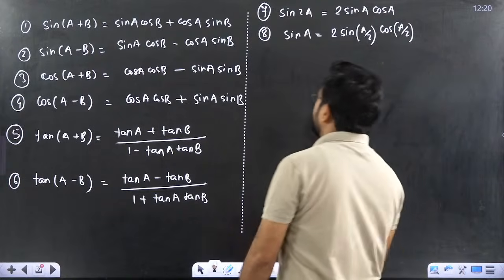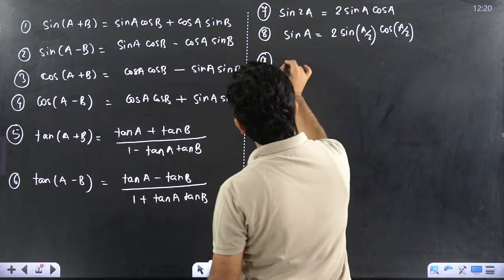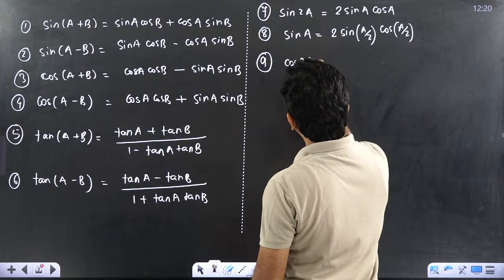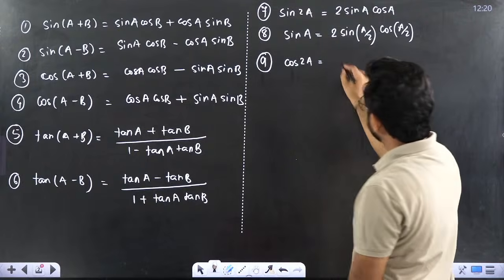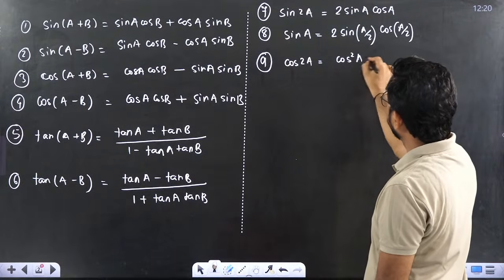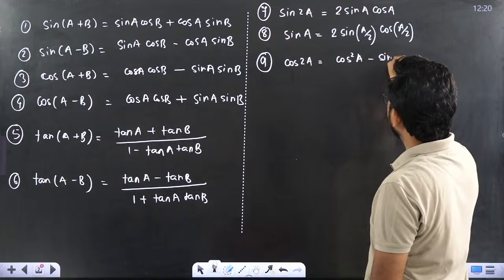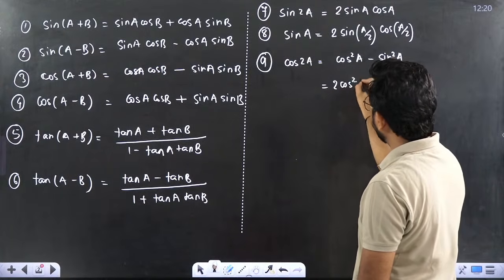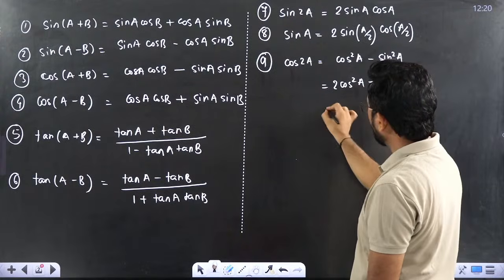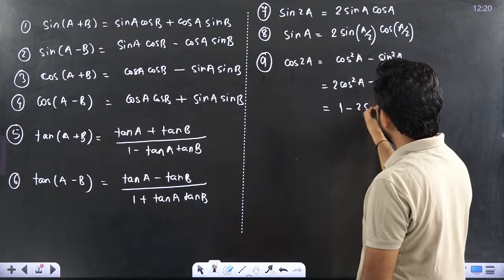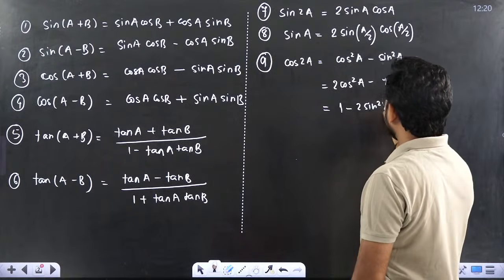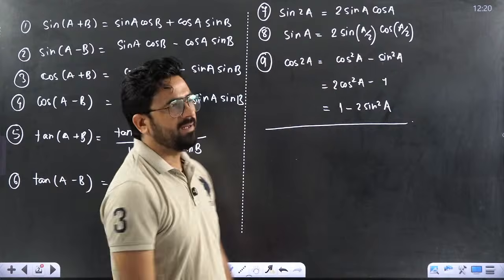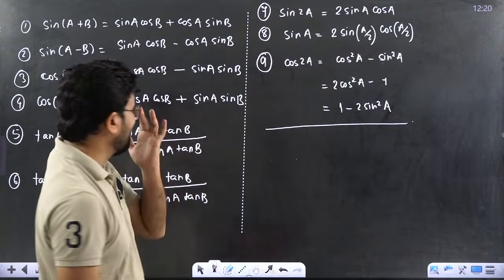Next formula. Cos of 2A is equal to cos square A minus sin square A. Or I can say this is 2 cos square A minus 1, or it is 1 minus 2 sin square A. All these expressions are the same. Very simple formula, you have to understand it.